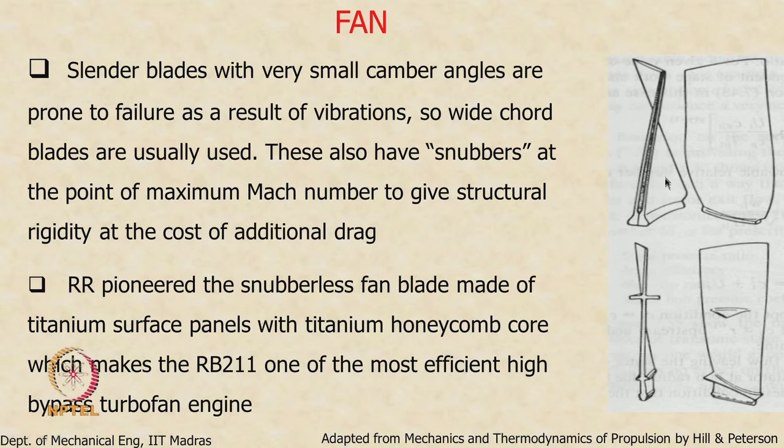So the wide chord blade, this is called a wide chord blade. You can see the blade twisting upon itself from root to tip. That is called a wide chord blade. That gives it the flexural rigidity that you are looking for. Okay, so this gives it the rigidity that is required to withstand the vibrations.